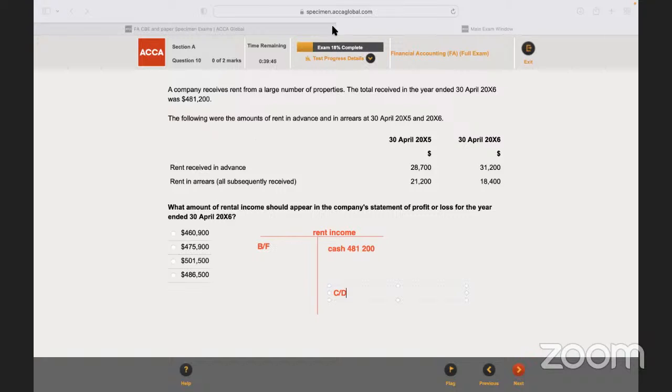Rent received in advance. Guys, when you receive rent in advance, we call it a liability. So normally, how does a liability work? Brought forward will come on the credit side, carried down will come on the debit side. So once again, rent received in advance is a liability, so brought forward is credit. Carried down will become debit. Then, guys, rent in arrears. When you get rent in arrears, you consider it as an asset, rent receivable. So therefore, brought forward is debit side, carried down is credit side.